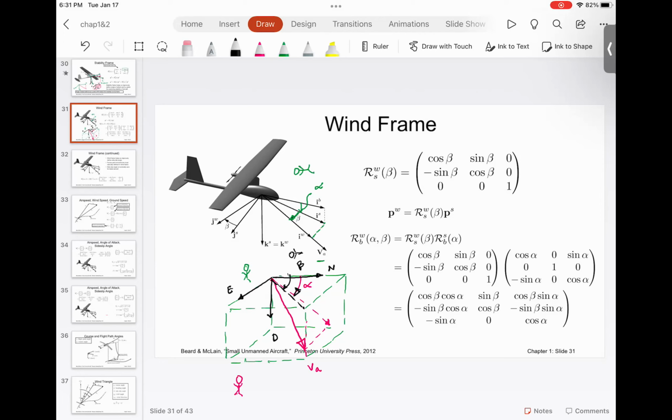Curl your fingers in the direction of alpha. Right hand thumb rule. That is pointing towards the negative E axis. That's why that rotation is considered negative in convention.